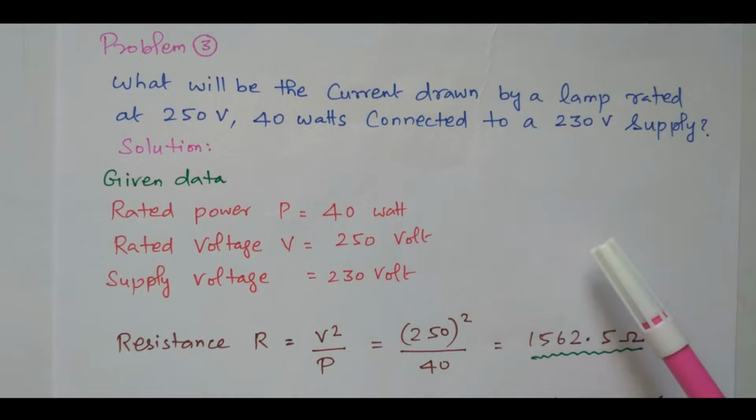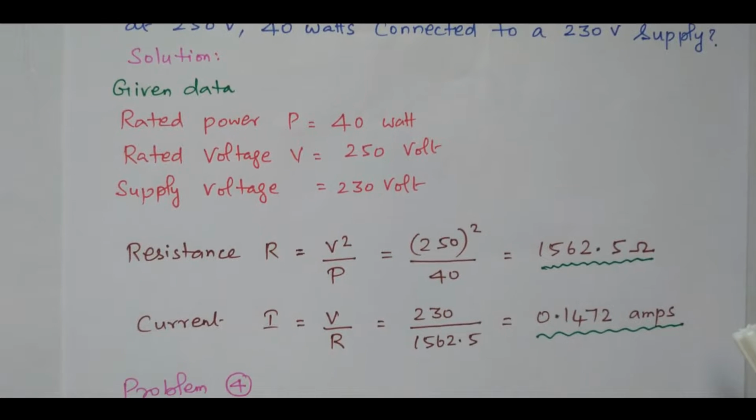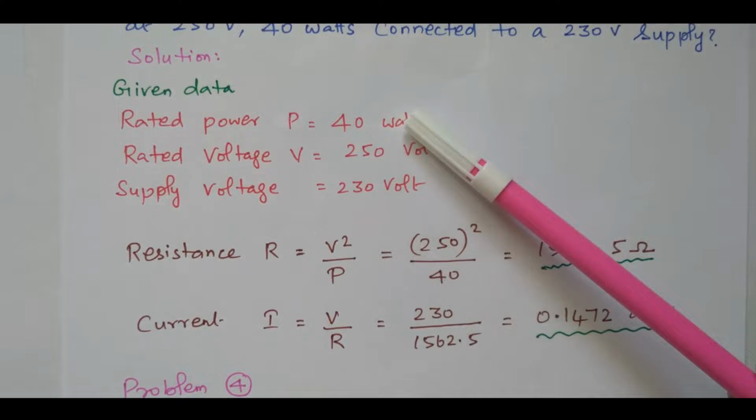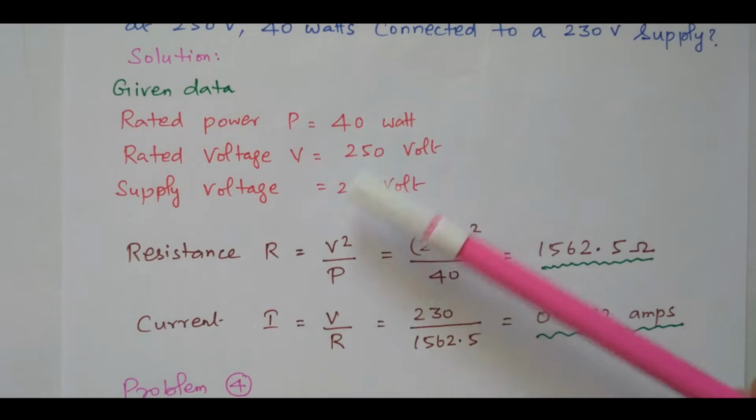Now, what is the question? We need to find the current taken by the lamp. In order to find the current, first we will find the resistance R. R equal to V square by P, because the power is available. What is the formula relating power and resistance?